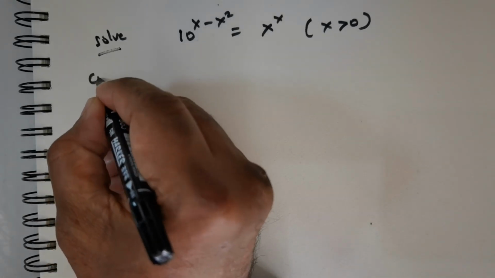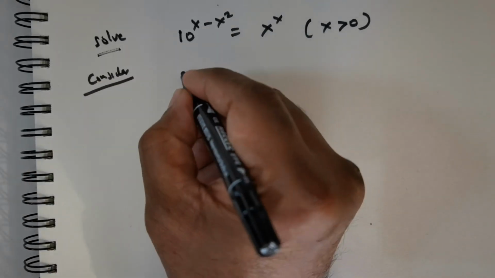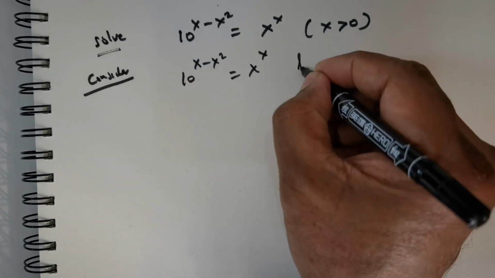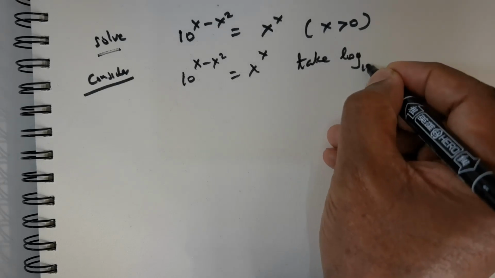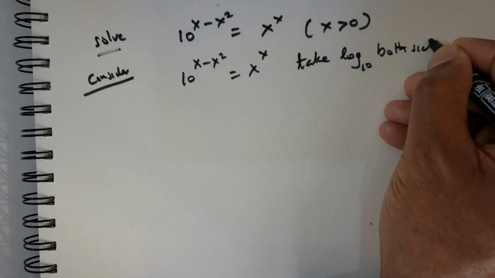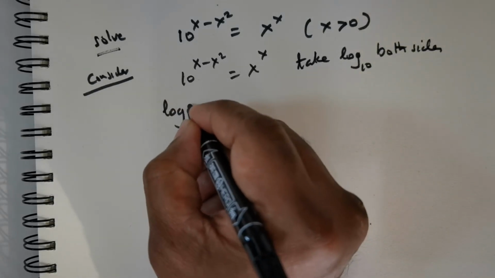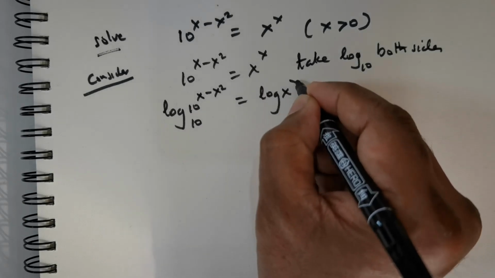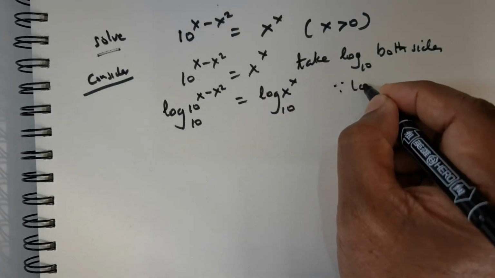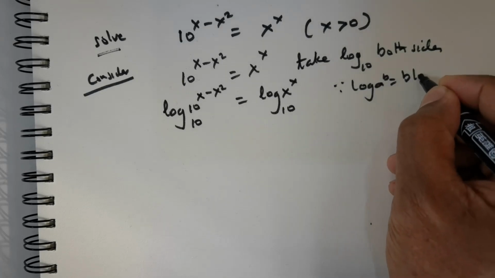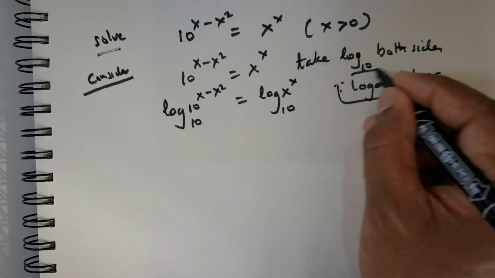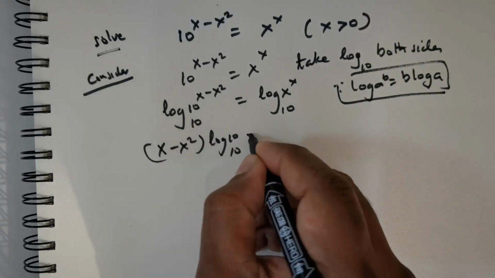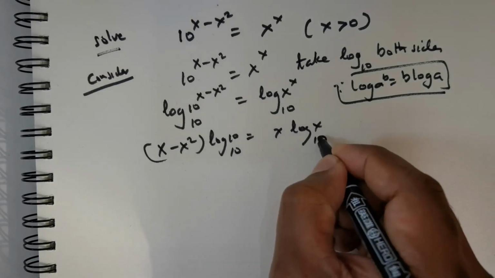Foremost, as always, I will consider the given system, 10 raised to the power of (x − x²) is equal to x raised to the power of x, and I would like to take log to the base 10 on both sides. So you get log of 10 raised to the power of (x − x²), base 10, equals log of x raised to the power of x, base 10. Now we know a formula: log a raised to the power of b is equal to b times log a. Utilizing this, we get (x − x²) times log 10 to the base 10 is equal to x times log x to the base 10.